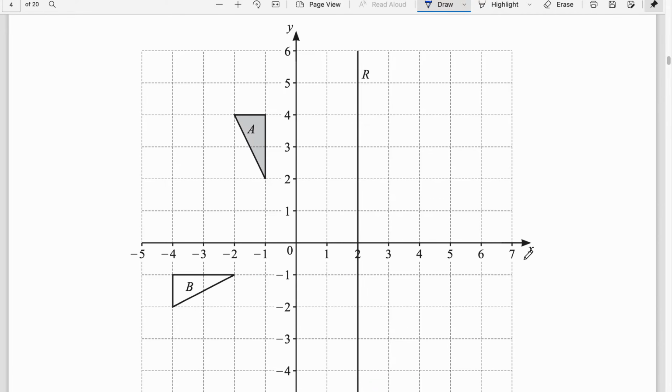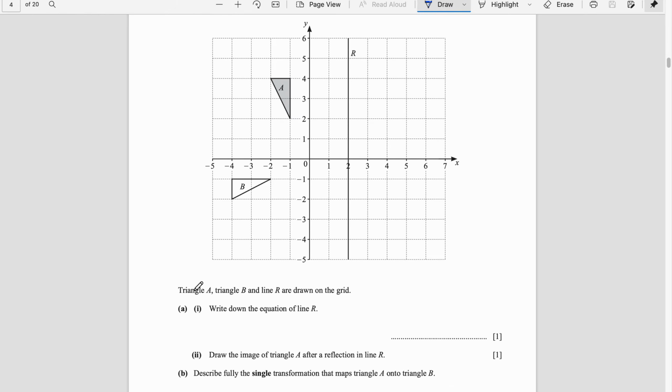Question number 2. Let me zoom out. Triangle A and triangle B and line R are drawn on the grid. Write down the equation of line R. So that is clearly x is equal to 2. It is a vertical line.